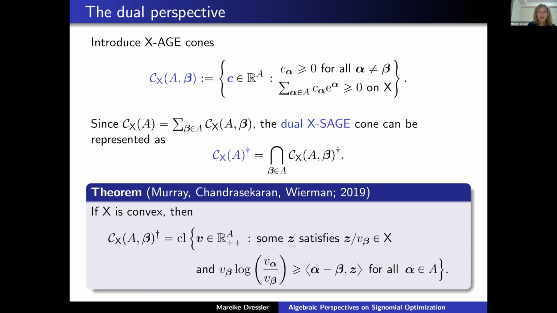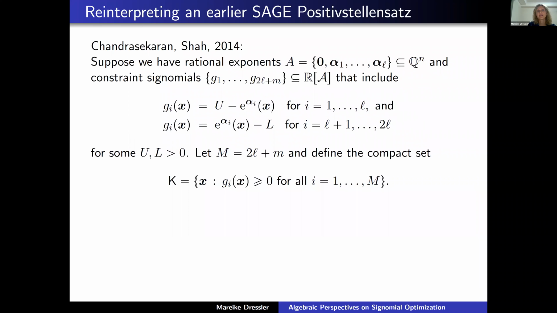Yeah, I think now we have established the machinery to understand the Positivstellensatz for these conditional Sage cones. But first of all, let me maybe reinterpret an earlier Sage Positivstellensatz, namely given by Chandrasekaran and Shah, in now this language of Signomial rings. Namely, then their Positivstellensatz reads as follows.